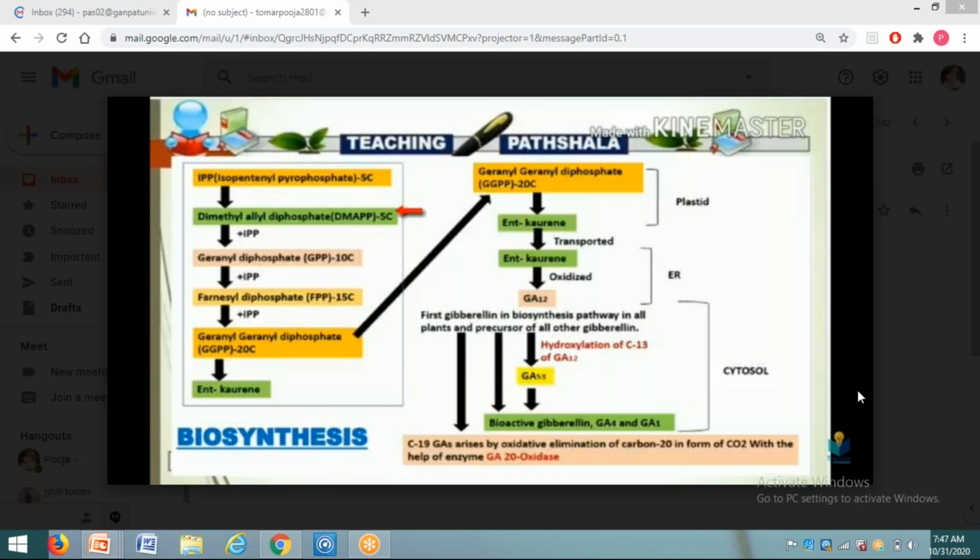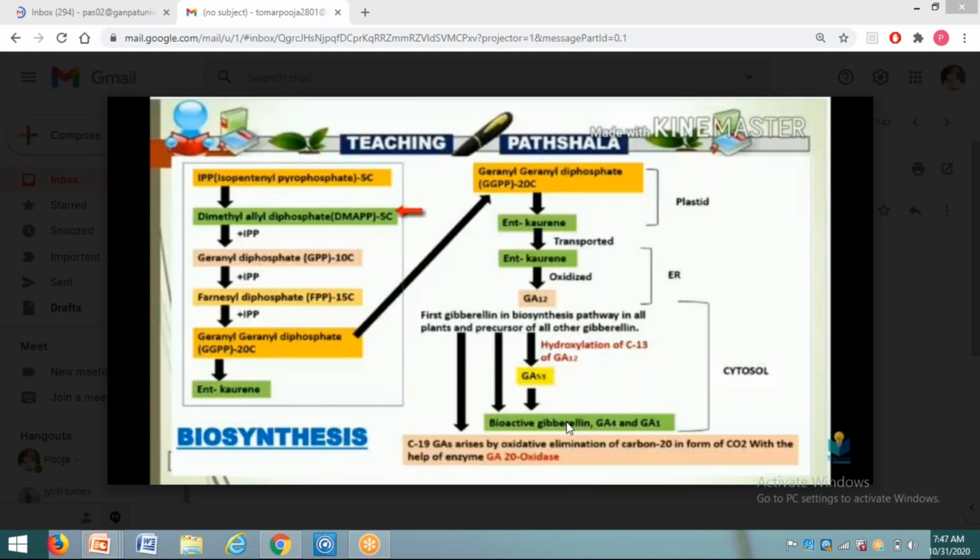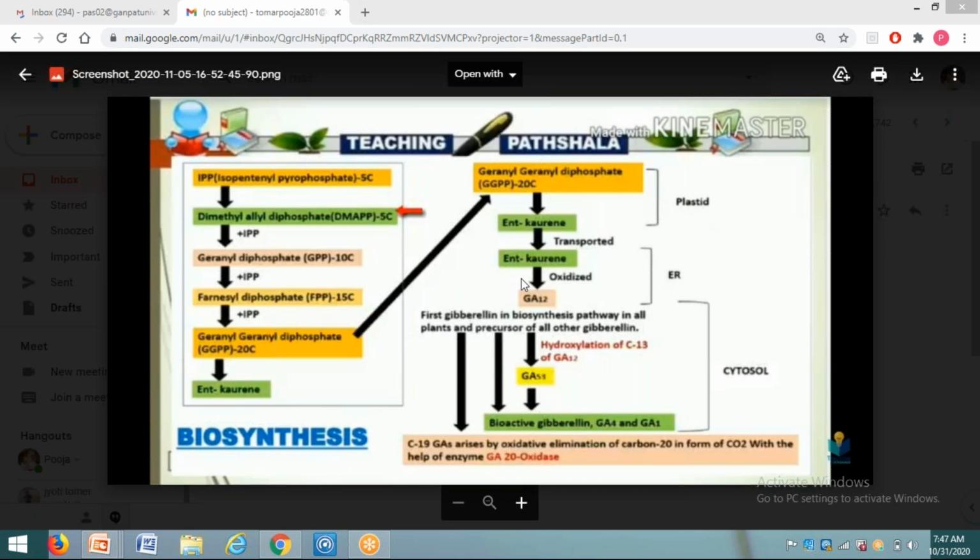And in the cytosol, the hydroxylation process takes place. The hydroxylation of carbon 13 takes place and it forms the bioactive gibberellin. Okay, the formation of active gibberellin takes place in the cytosol. So students, this pathway is the most important pathway.